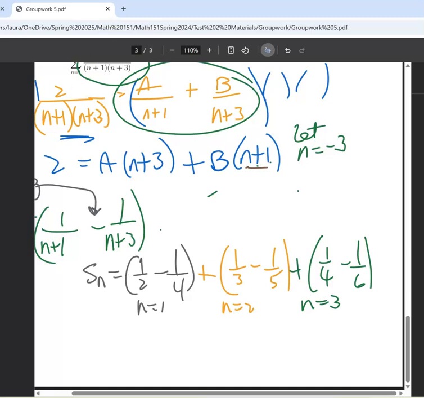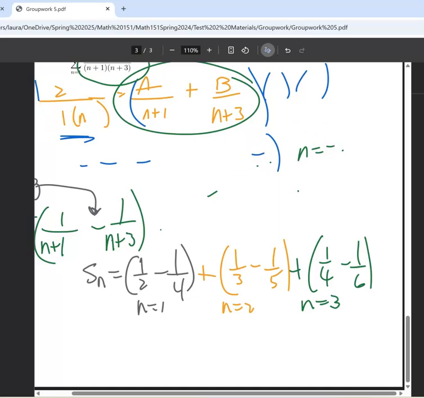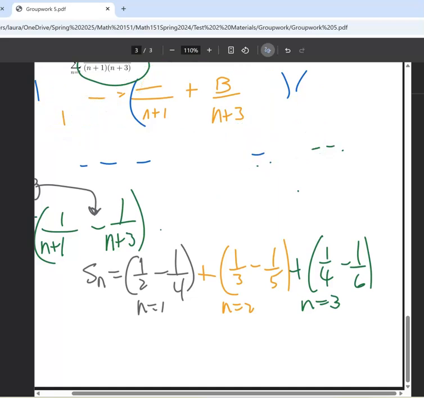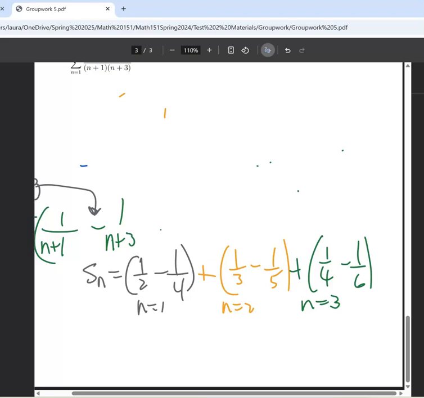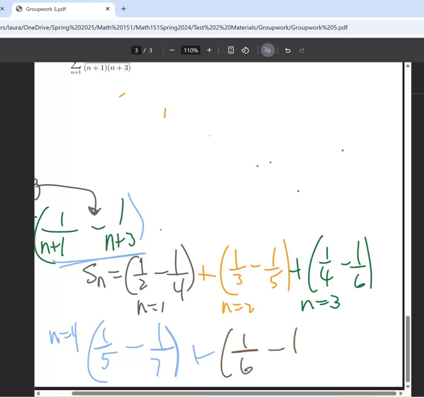Okay, I'm at the end of the page here, so let me do it above here, because I want you to be able to identify the pattern of canceling. Let's see what the n terms are. Okay, so that was n equals 3. So let's do n equal 4. I'm plugging it into this, so 1/5 minus 1/7, plus, and then let's do n equal 5: 1 over 6 minus 1 over 8, right? Dot, dot, dot.